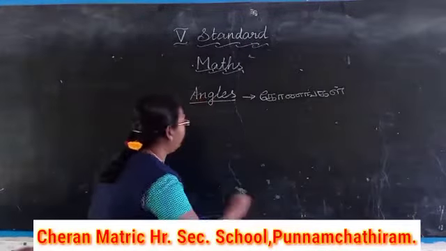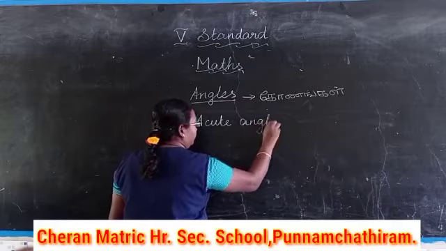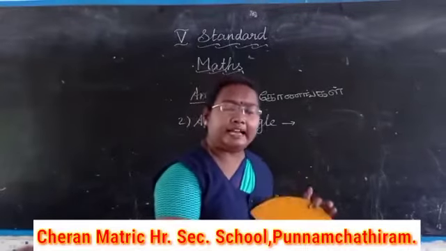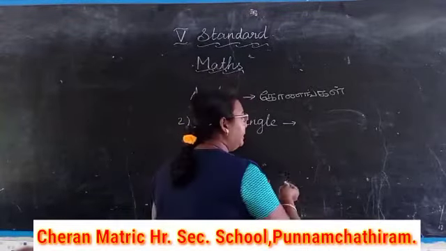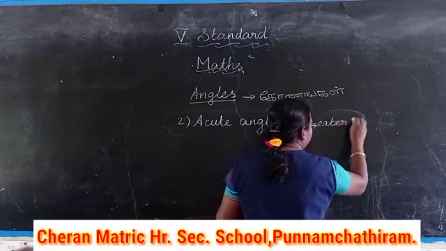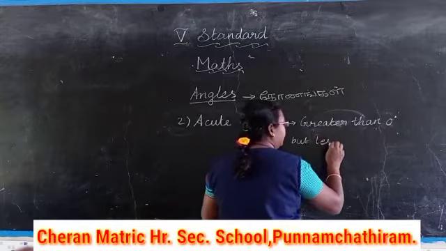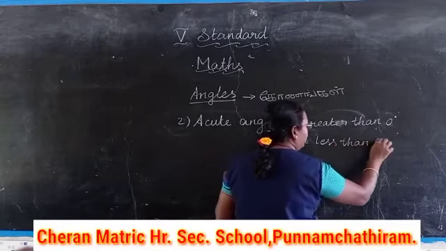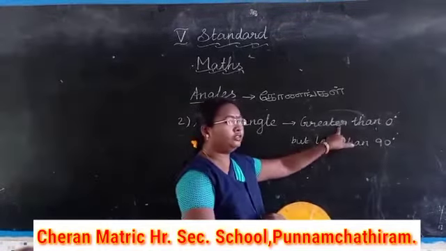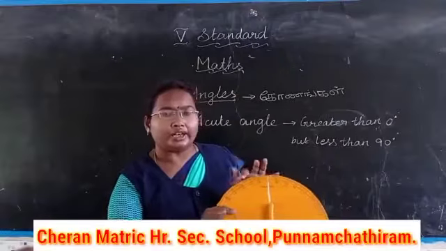Next one, acute angle. An angle which is greater than 0 degrees but less than 90 degrees is called an acute angle. An angle which is greater than 0 degrees, that is, it must be more than 0, but if it is less than 90, then we call it an acute angle.